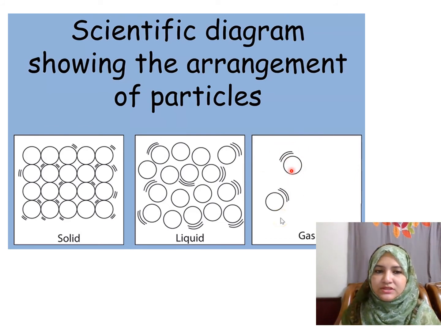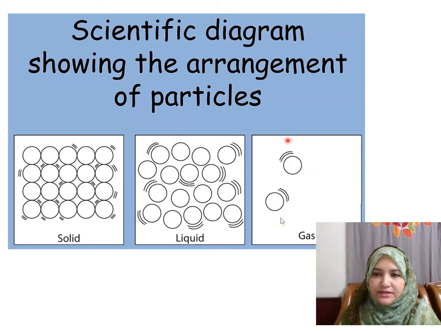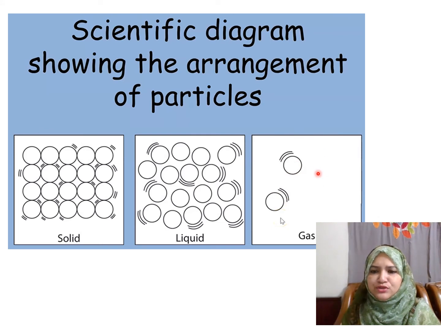This is the diagram of the arrangement of gaseous particles. The gaseous particles are much further apart, and there is a lot of space between them, and that's why I said earlier they can be compressed and pushed back together. They move randomly in all directions, and they move very fast.